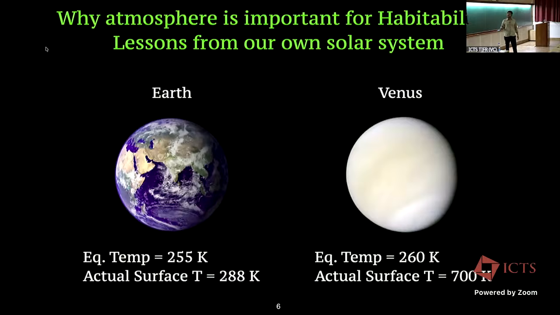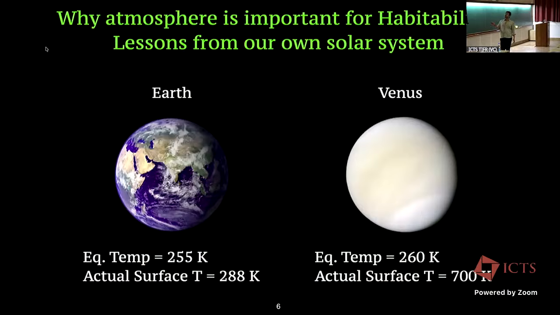And why the atmosphere is important for habitability, we have a lesson from our solar system itself. As I was mentioning, Earth has an equilibrium temperature of 255 Kelvin and an actual surface temperature of 288 Kelvin. But if you look at Venus, its equilibrium temperature is 260 Kelvin. Equilibrium temperature is the temperature that can be calculated based on the distance of the planet from its host star. So it does not include any information about the atmosphere of the planet except the albedo. But the actual surface temperature of Venus is 700 Kelvin. So why such a big difference? The big difference is the atmospheric composition.